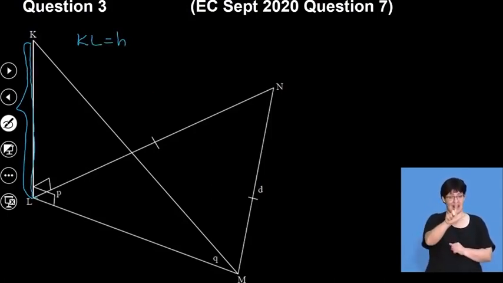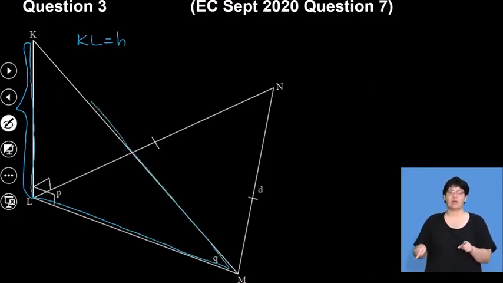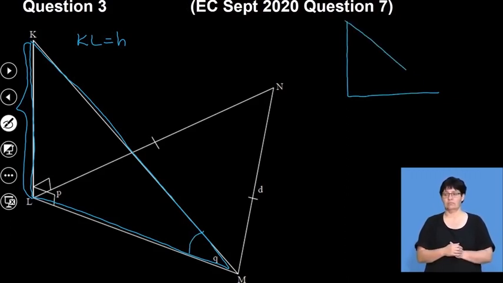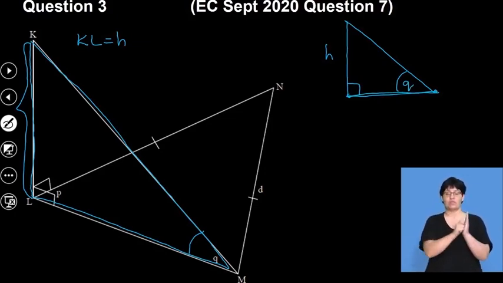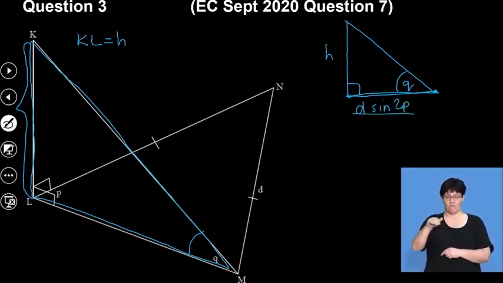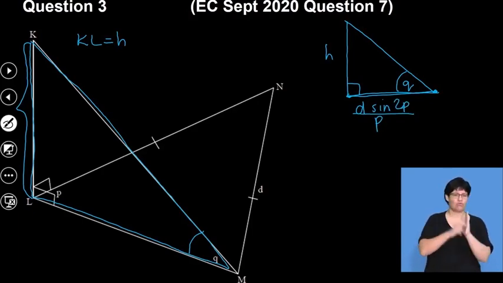So KL is a length of this triangle over here, and this is actually a right angled triangle. And in this right angled triangle, we know that we have angle Q. Again, I'm just going to draw the triangle over here. So right angled triangle, we have H over there, we have angle Q over there, and then we have LM down here. And if you remember, we've just found LM as being D times sine of 2P all over sine P. And the really great thing about this question is we're in a right angled triangle, so we can just use our trig ratios as they are. We don't need to use area rule or cos rule, anything like that. We can just go ahead and use one of the ratios.